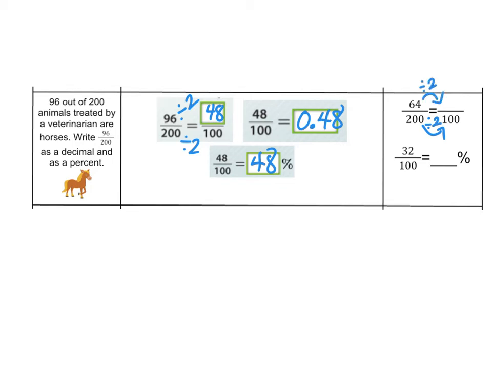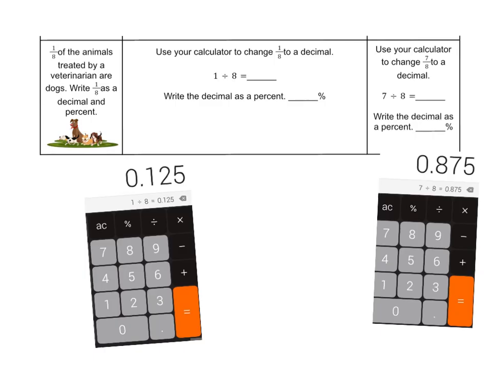Divide by 2. 64 divided by 2 equals 32 hundredths. So now that we're in per 100, we can write that as a percent, 32%.